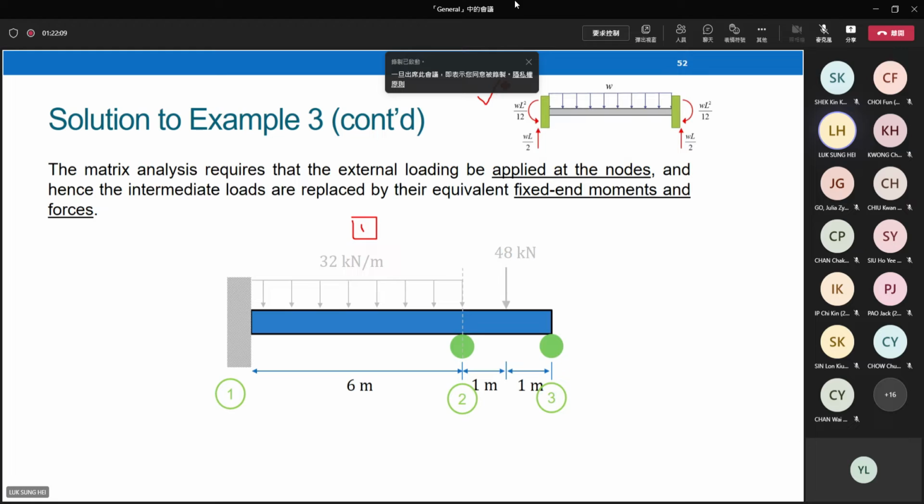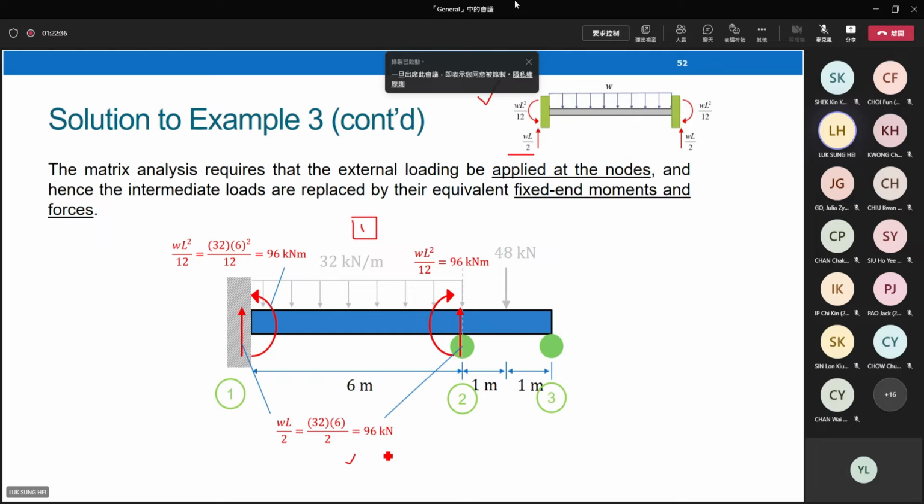The force is WL/2 here. W is 32. The length is 6 meters for element 1, and then divided by 2. You can find out the force and moment. The force is equal to 32 times 6, where 6 is the length of element 1, divided by 2. So the force is 96 kilonewton.